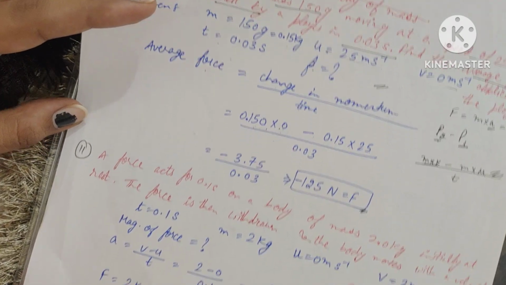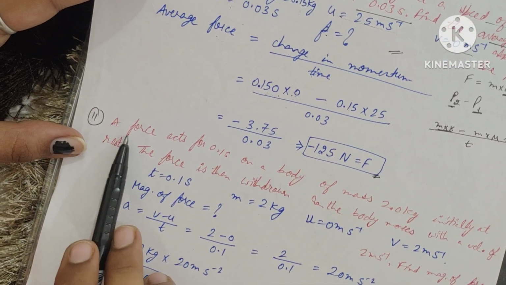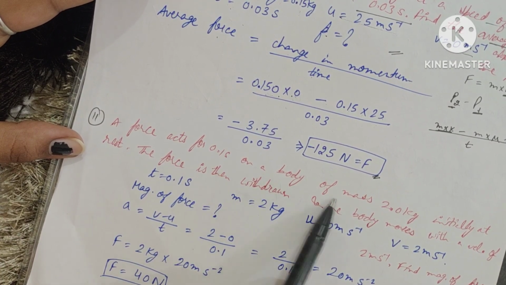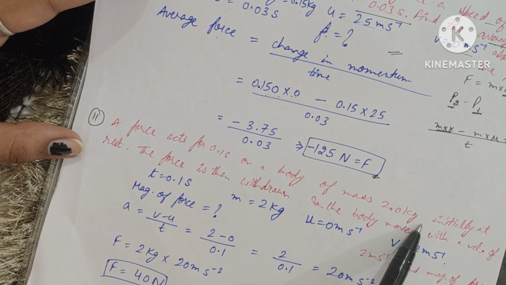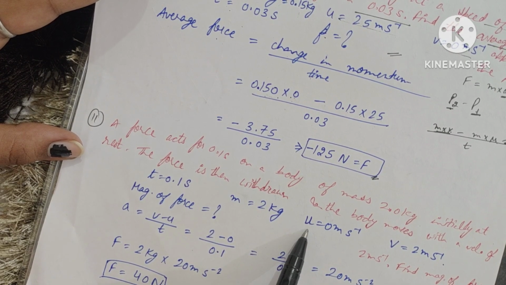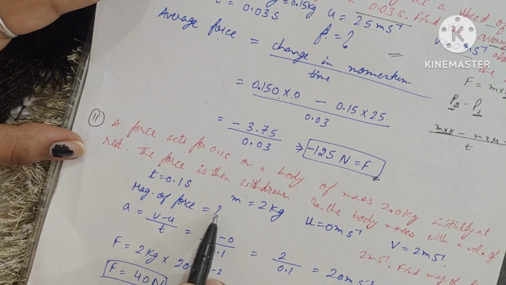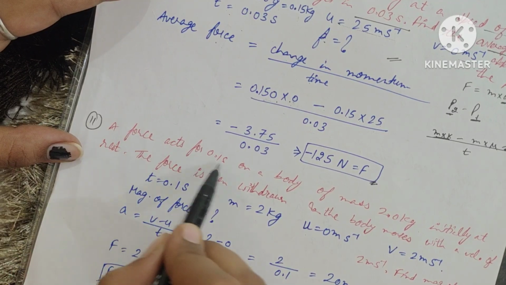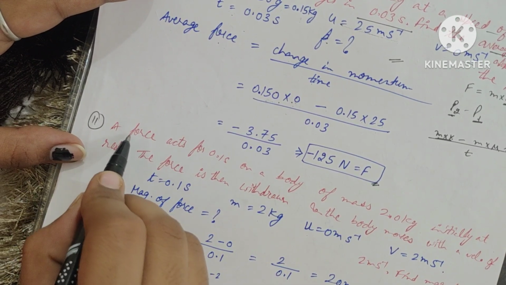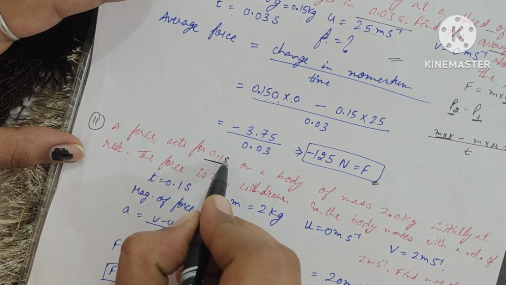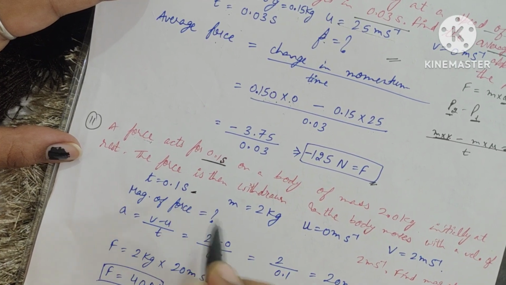The next 11th numerical is a force acts for 0.1 second on a body of mass 2.0 kg. Initially at rest means initial velocity is given. The force, how much it is acting, that is also given. Sorry, a force acts for this is this. Okay, the force we have to find out. This is a time given. It is 0.1 second. The time is given.